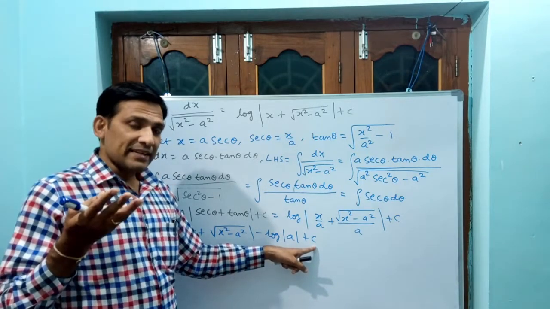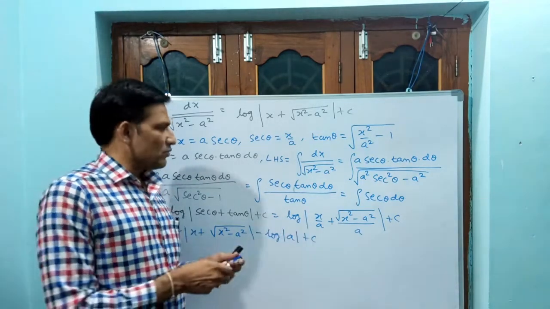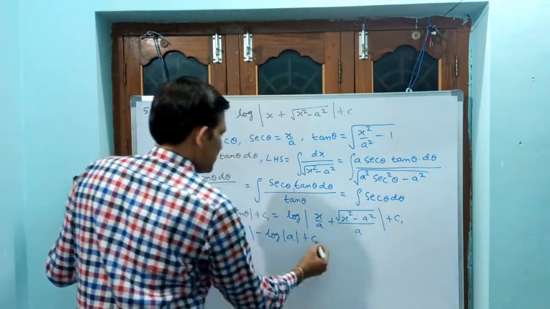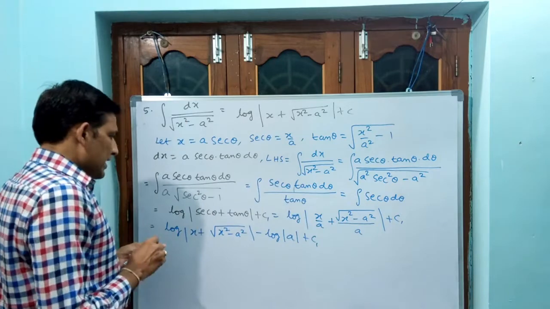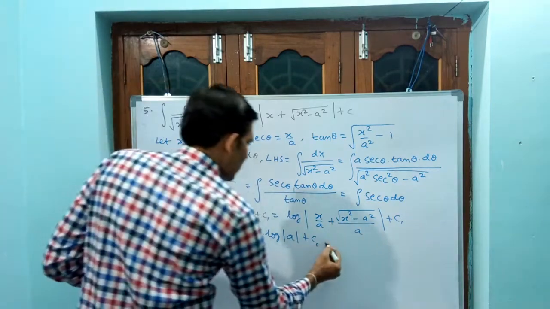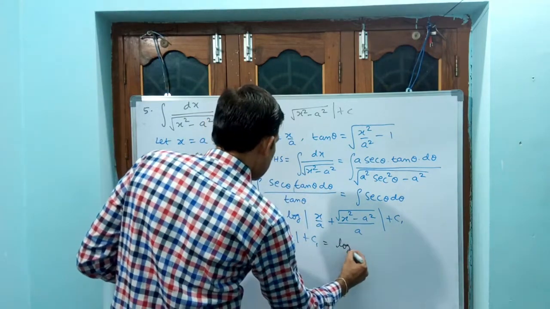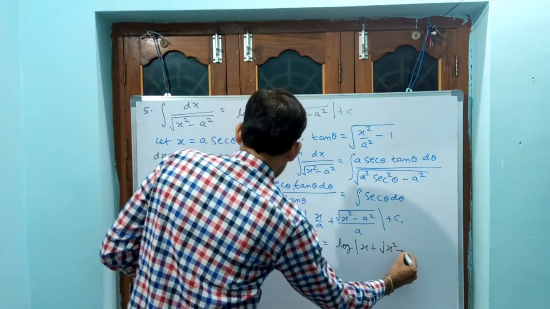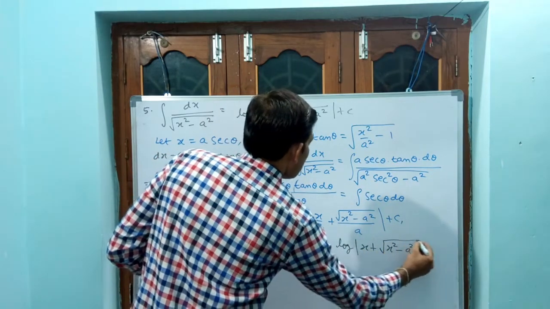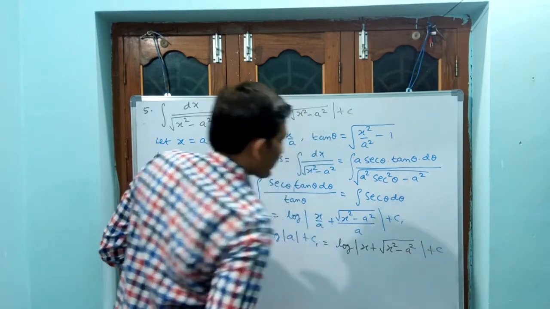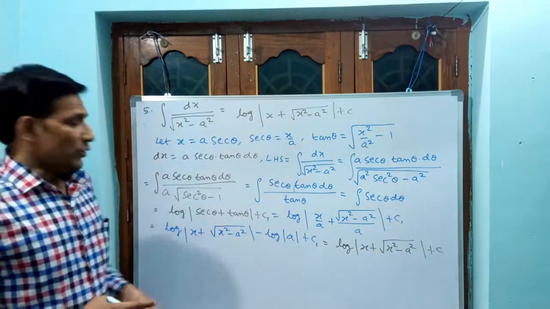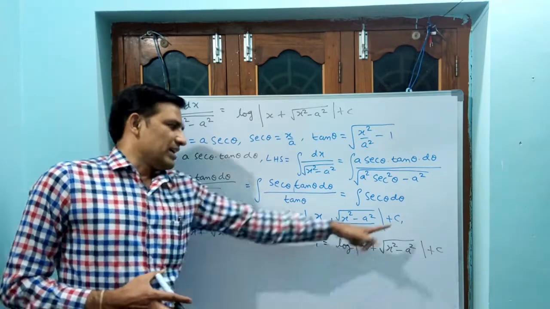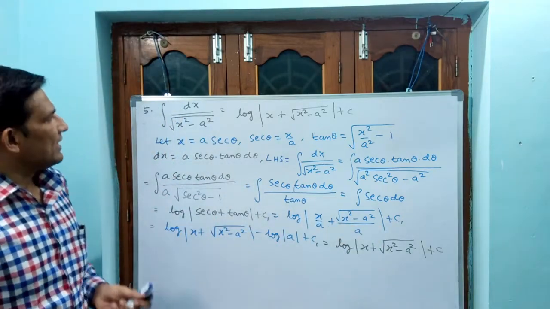But what do we write that one? You write this one as C1. Now you see this is C1, this is C1, this is C1. Now what I am writing is the final result: log of x plus square root of x square minus a square, plus c. If you write this as C1, then c will be C1 minus log a. Like that you can understand, that's all.